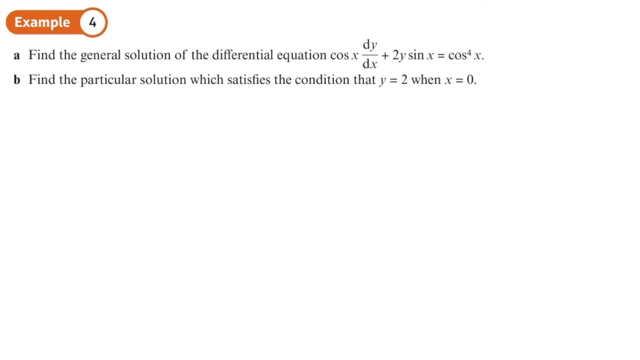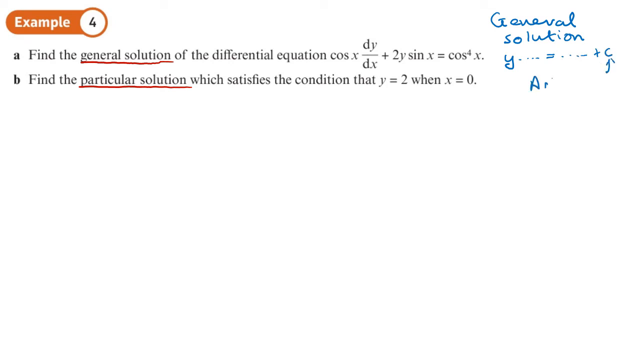Okay, so in part A we're asked to find the general solution of this differential equation, and then in part B it says find the particular solution. So just as a reminder, the general solution in a question is where you have the plus c or something at the end. So general solution will be something where you've got y equals something plus c, and c is our arbitrary constant. Okay, so that's a general solution.